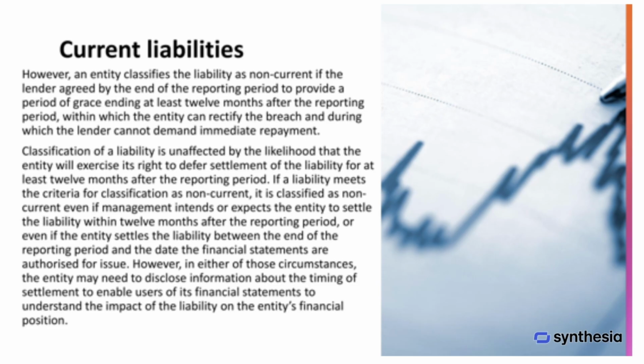If a liability meets the criteria for classification as non-current, it is classified as non-current, even if management intends or expects the entity to settle the liability within 12 months after the reporting period, or even if the entity settles the liability between the end of the reporting period and the date the financial statements are authorized for issue. In such cases, the entity may need to disclose information about the timing of settlement to help users of the financial statements understand the impact of the liability on the entity's financial position.